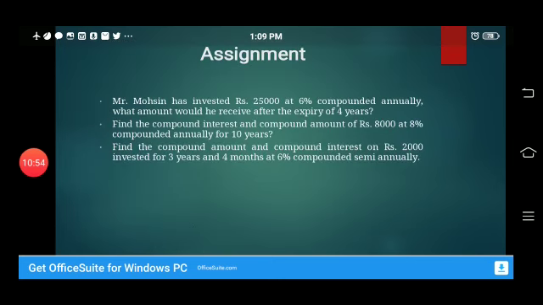Moving forward, this is an assignment. I have given you 3 questions. You are supposed to do these 3 questions and send me the answers.